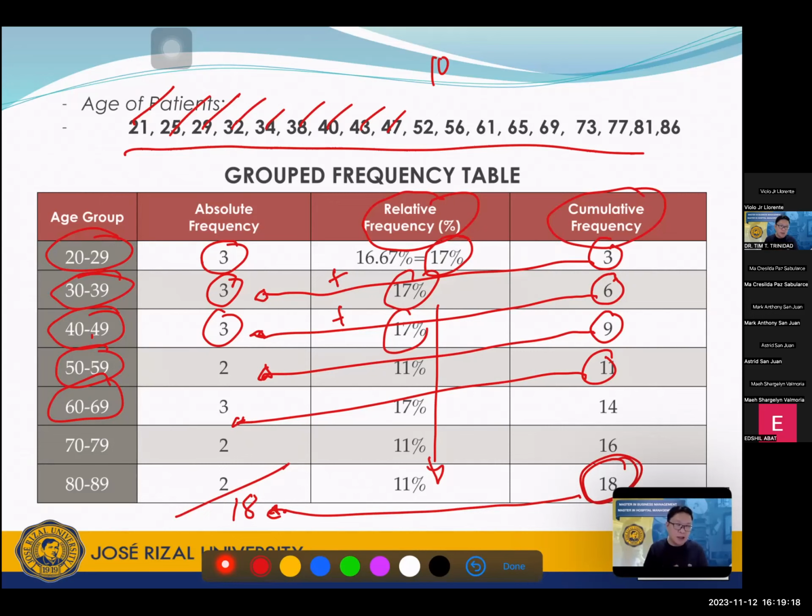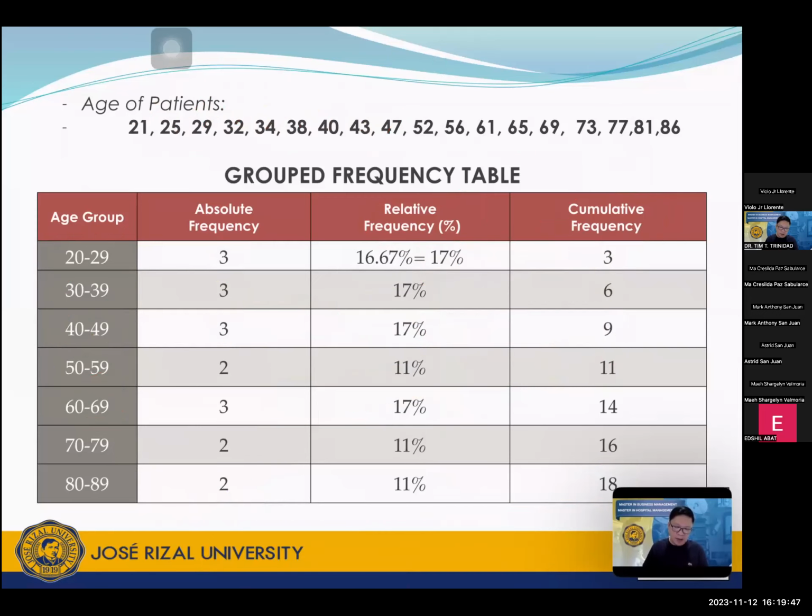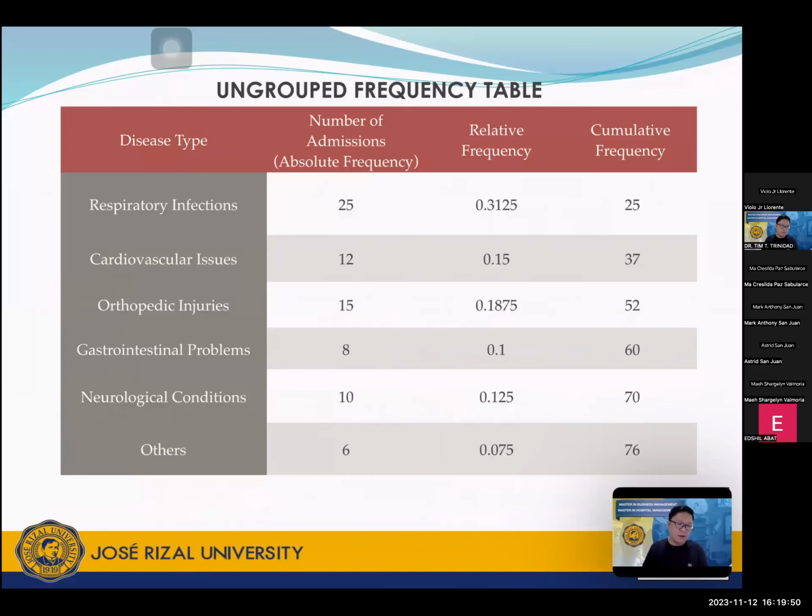So this is another way of describing your data by presenting it in a frequency table. Your frequency table should at least contain the absolute frequency count and the relative frequency count. And if possible, you can also add the cumulative frequency. Okay. So your relative frequency will be expressed in decimal point, or better yet, transform it into a percentage so that we can understand it. Okay. So this is another example of an ungrouped frequency table.